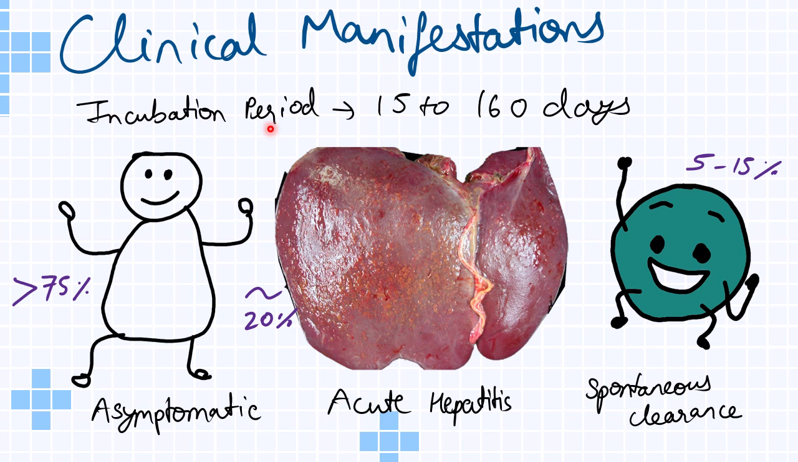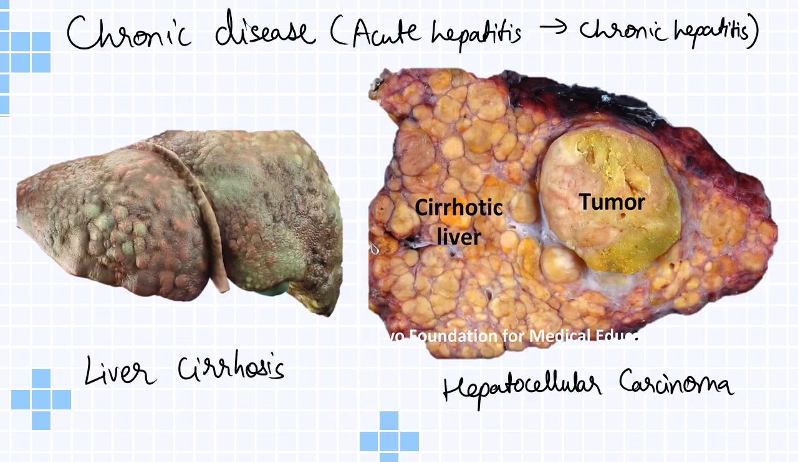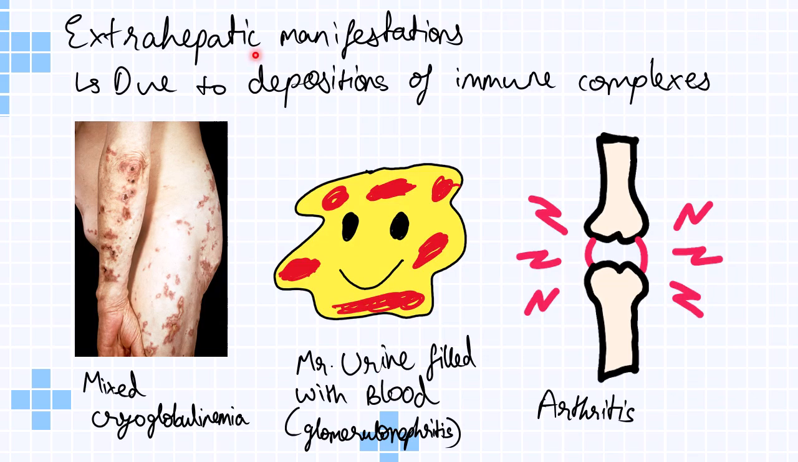The incubation period of hepatitis C virus is between 15 to 160 days. 75% of the patients become asymptomatic, but they are still carriers. 20% develop acute hepatitis, and 5% clear the infection on their own. As the disease progresses, it goes from acute hepatitis to chronic hepatitis. The complications include liver cirrhosis and hepatocellular carcinoma. Extrahepatic manifestations develop due to depositions of immune complexes and mixed cryoglobulinemia, leading to hematuria, that is glomerulonephritis, and arthritis.